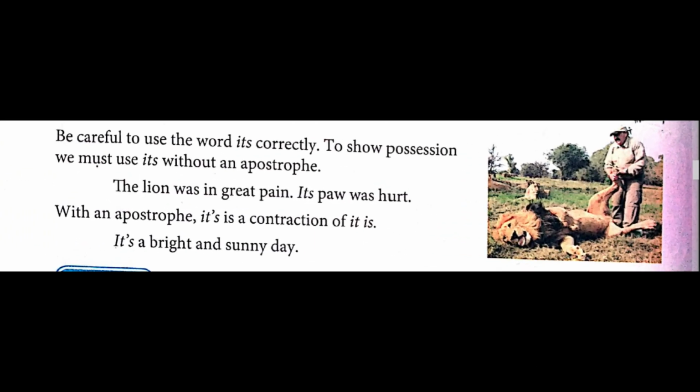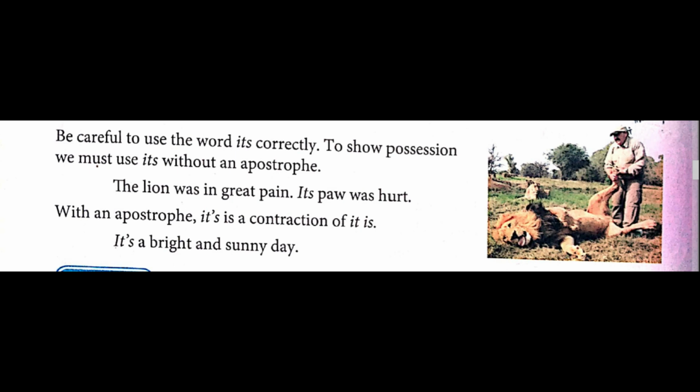Now here, never use the apostrophe in possessive pronouns. Hers, you will not put the punctuation sign of an apostrophe. You'll write hers directly, and theirs, theirs. You won't use any symbols or signs. Be careful to use the word its correctly. To show possession, we must use its without an apostrophe. It means we don't use any apostrophe.